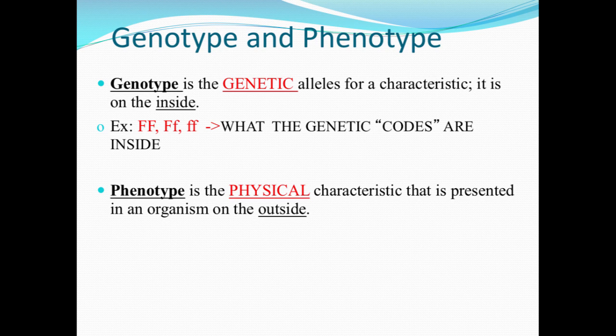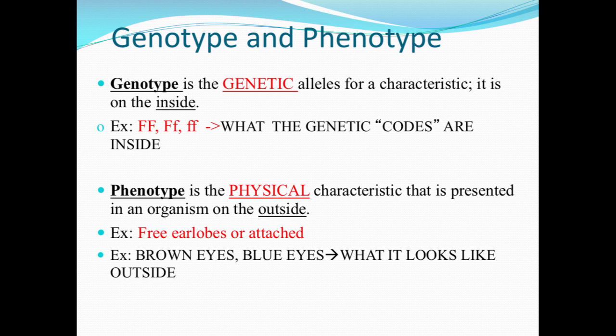Phenotype is the physical characteristic that is presented on that organism. It's what I can see with my eye. So I can look at you and I can see, oh, you have blue eyes. That is your phenotype. Now you might have little b, which would be your genotype, to give you the blue eyes, which is your phenotype. Okay? So if you can look at somebody and tell me whether they have attached earlobes or not, you're seeing their phenotype. If you're going to write it down, big F, little f, then that is their genotype.